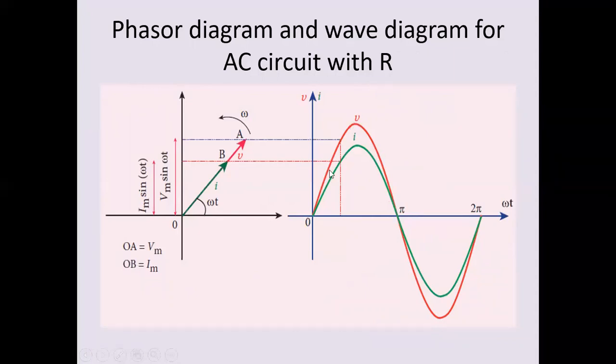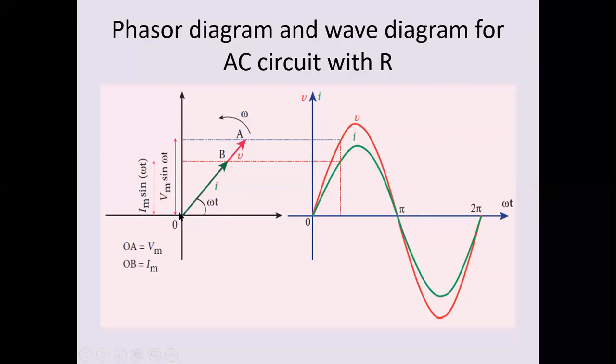Why is the voltage having the higher peak than that of the current? Because the peak value of current Im is Vm by R. So the peak value of current is less than that of the peak value of voltage. Im is equal to Vm by R. So we are drawing the peak value of current as a lesser value than that of the voltage.